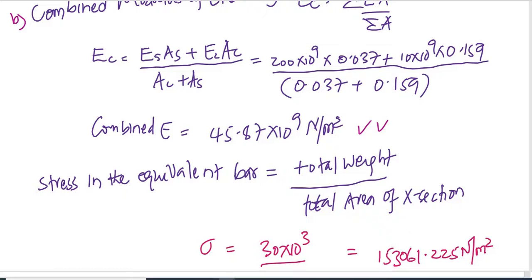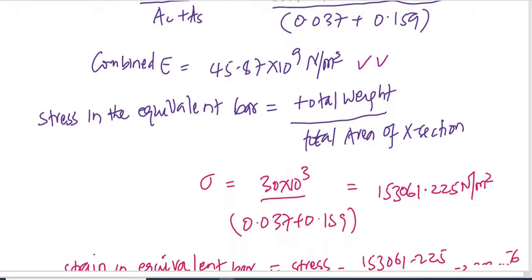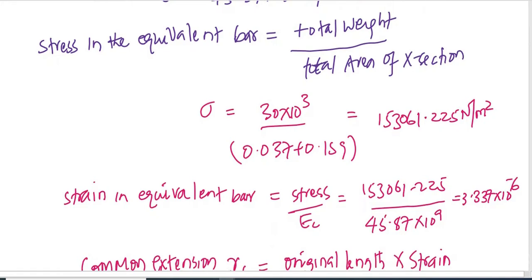If the total weight is 30 kilonewtons, then the total area is 0.037 plus 0.159, and this would give us the stress in the equivalent bar of 153,061.225 Newton per square meter. What about strain in the equivalent bar? It will equal stress over Young's modulus, because we know Young's modulus is equal to stress over strain. Therefore, substituting in that formula, our strain would give us this.